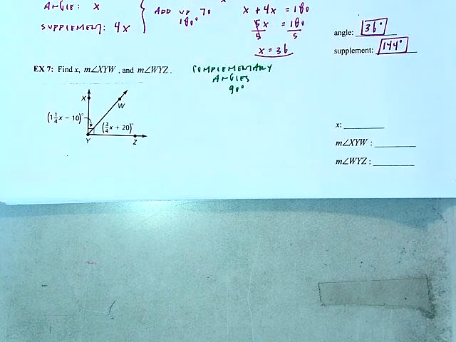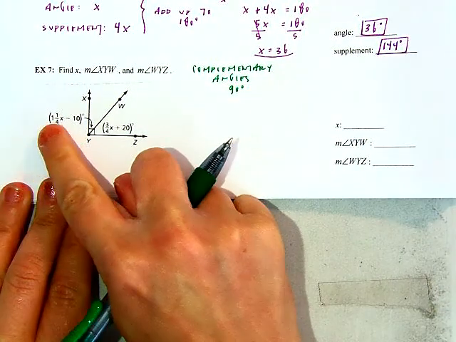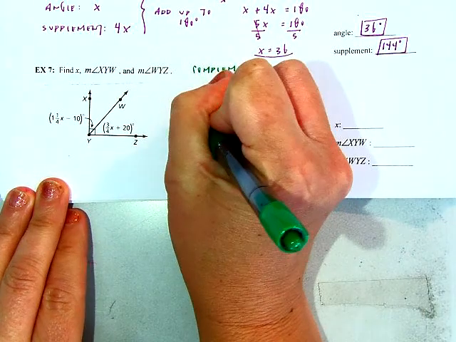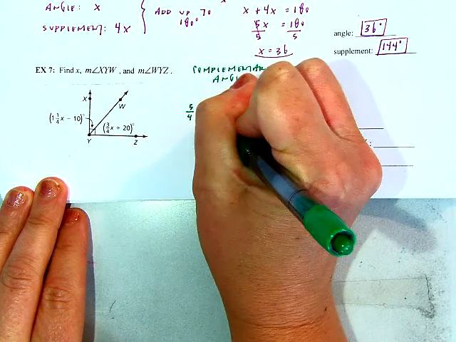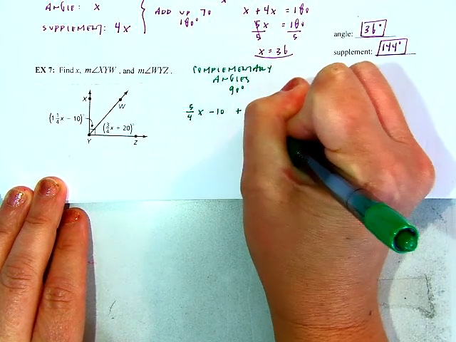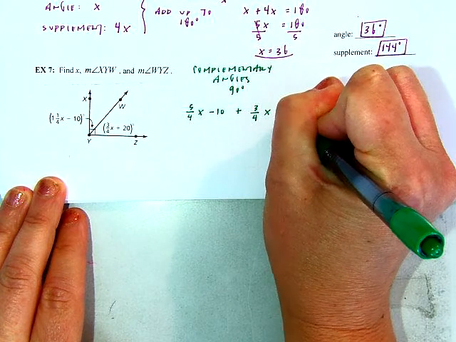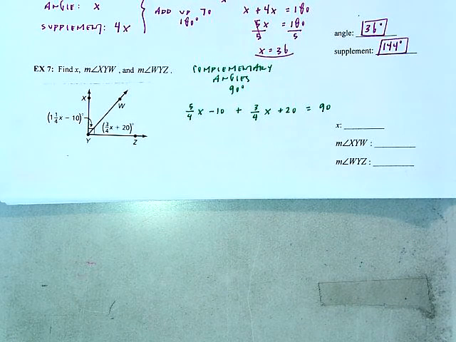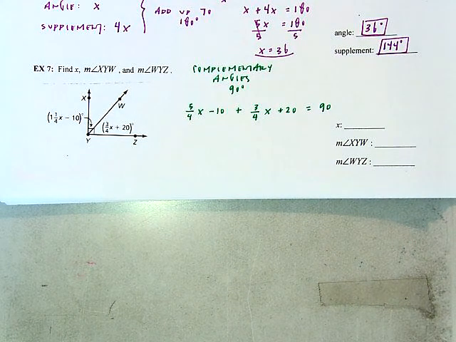So I can build an equation where I'm saying 1 1/4, I'm just going to write that as an improper fraction, so 5/4 x minus 10, plus 3/4 x plus 20 equals 90. Okay, I've built my equation. My two smaller parts add up to that larger whole, which is 90 degrees.